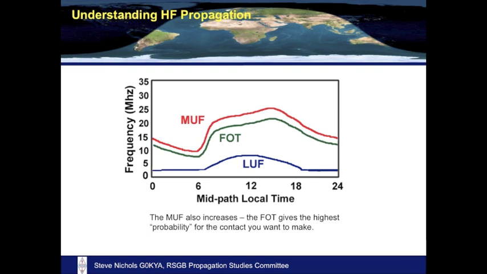And what we need to really try and do is find a frequency that is somewhere between the MUF and the LUF, and we call it the FOT, or frequency of optimum transmission. And it's this frequency that we probably recommend you to use on any given path across the world. And as you can see, it increases when the sun comes up, and then as the sun goes down, it decreases. So you have to change the frequency that you want to use to work somebody in any given part of the world.